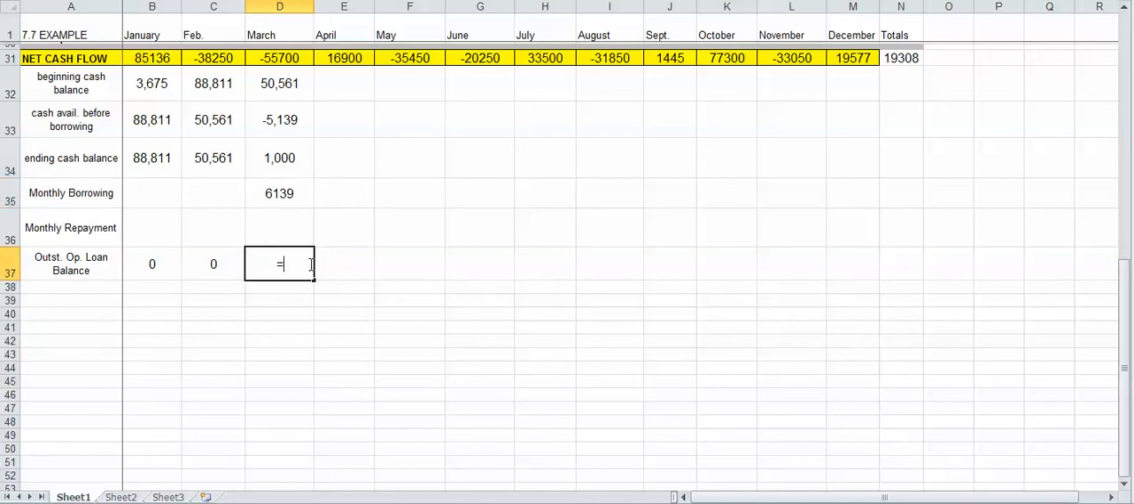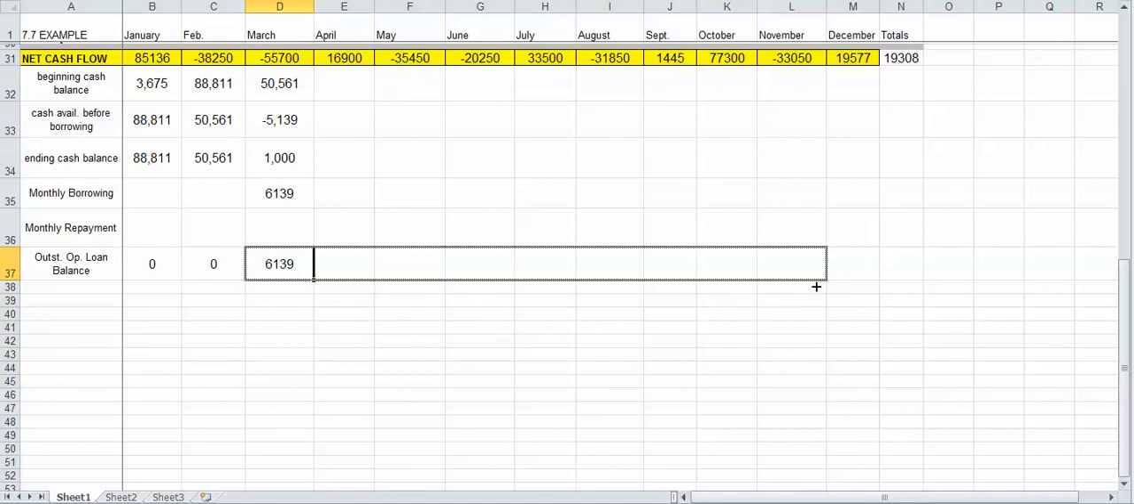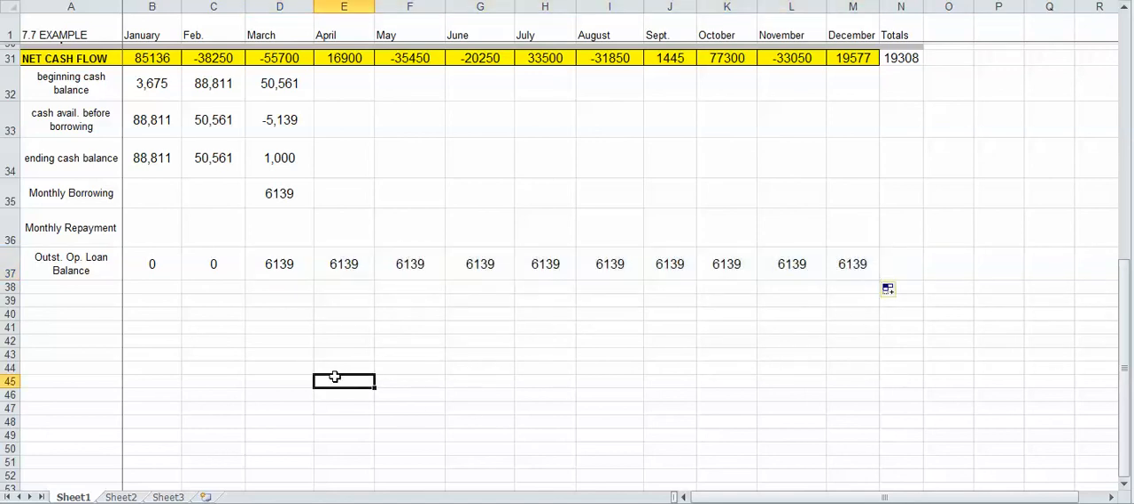Now we do have a loan balance. Our outstanding loan balance equals the balance from the previous month plus any more borrowing, subtract any repayments. I will go ahead and copy that formula down so that you can see that we still owe that money. That is owed unless we paid it off.